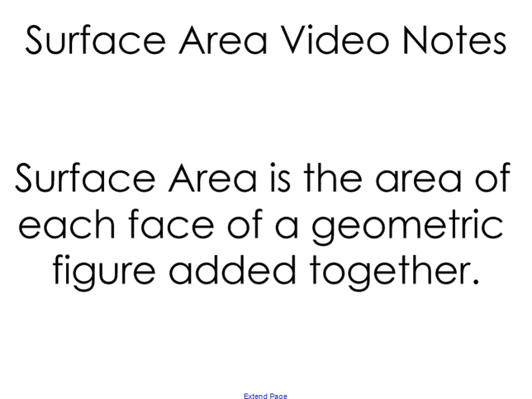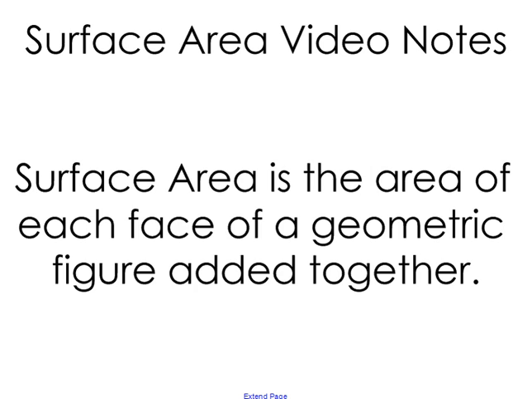These are video notes on finding surface area. We're going to start off by finding surface area of prisms. And just as a quick definition, surface area is when you take the area of each face on the prism and you add it up. And that could work for any type of a three-dimensional shape.